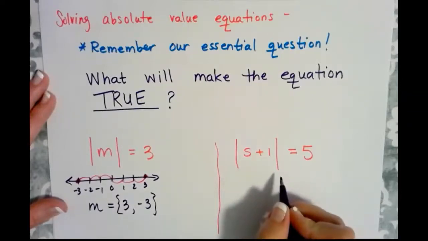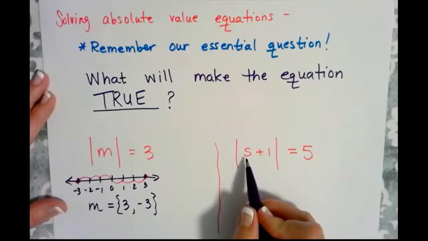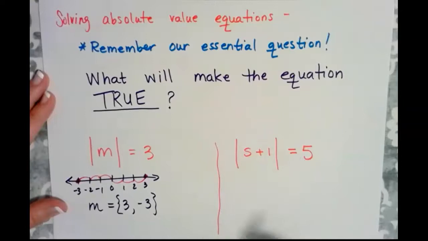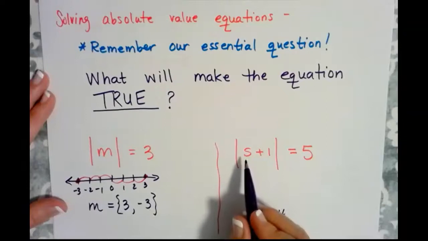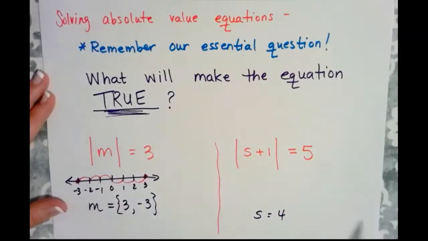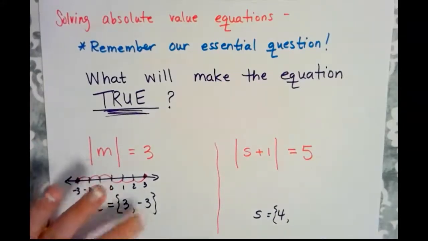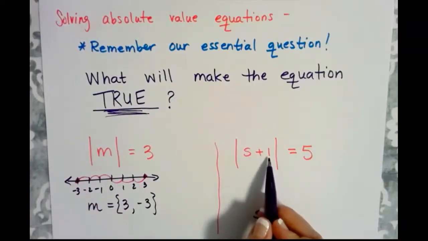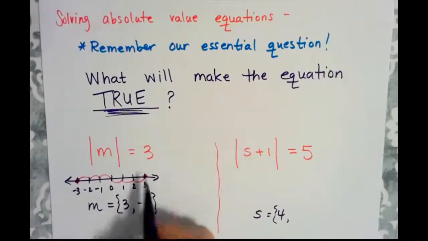Let's look at the second equation. The absolute value of S plus 1 equals 5. So clearly S can be 4, right? Why? Because will 4 make this equation true? Yes, it will. But what's our other answer? Is it -4, just like the first problem? Is -4 plus 1? -4 plus 1 is -3, and the absolute value of -3 we just saw is 3. So it's not that. Here's what we can do.